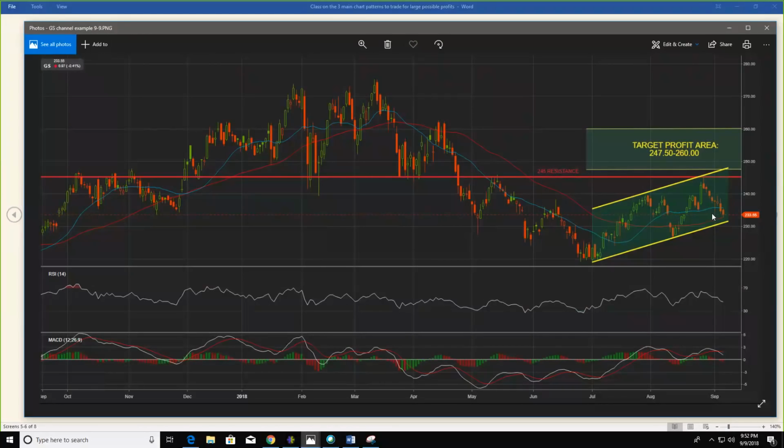Was it a bad stock pick? Was it more timing that you needed? See what it was that made that trade a losing trade. And like I said, with the Goldman Sachs, it was just that we needed more time.